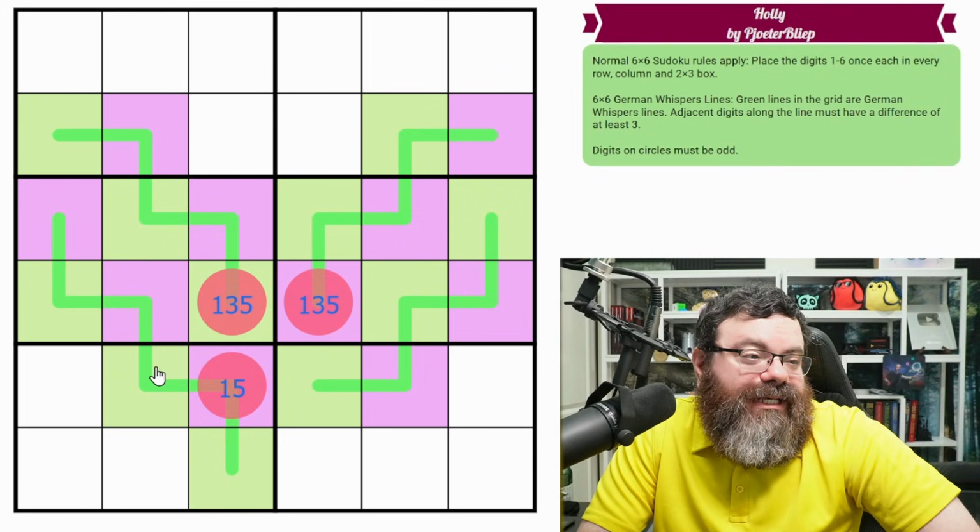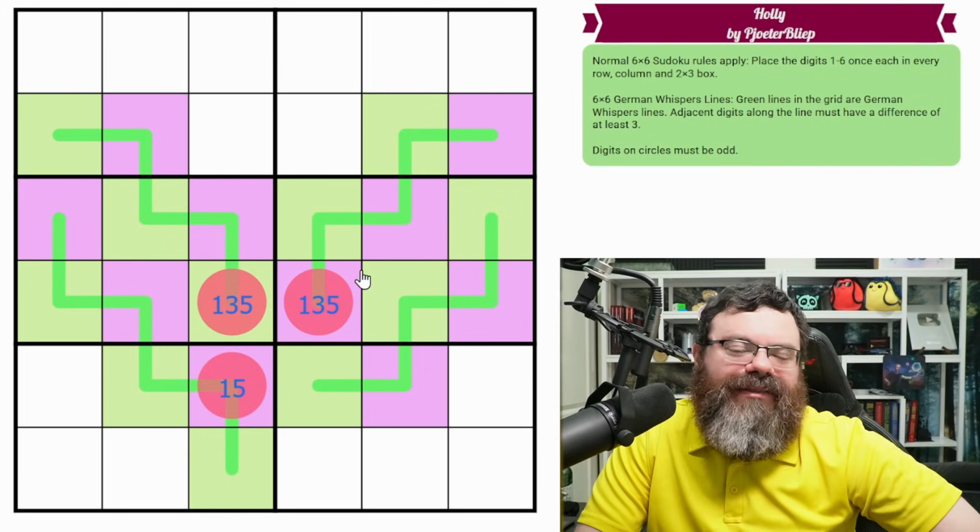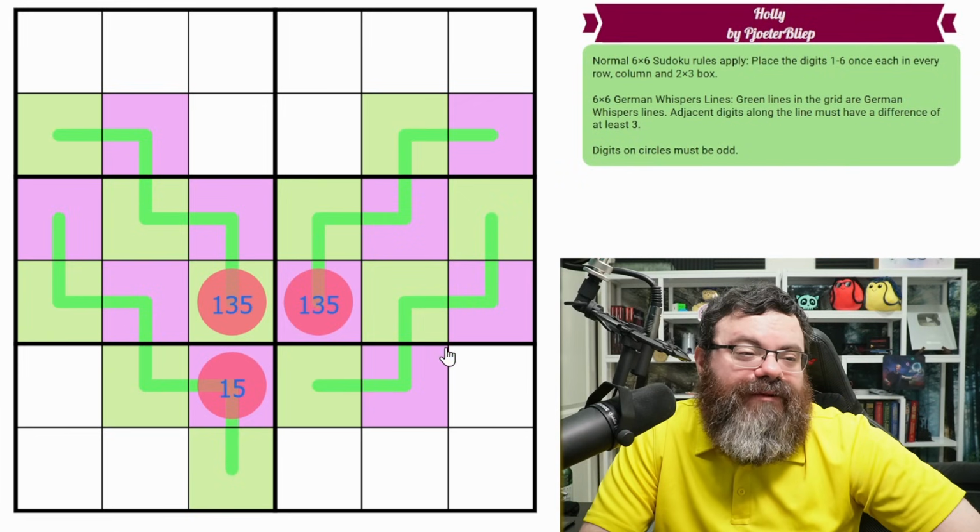All right, what else can we say here then? Maybe the only real thing I can think of is restricting where 3 and 4 can go.